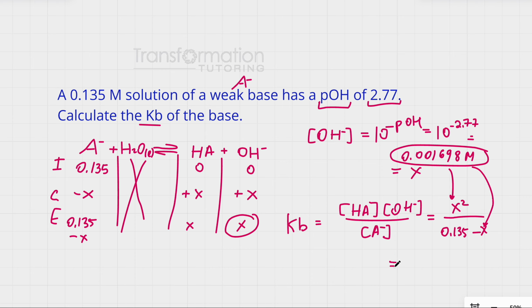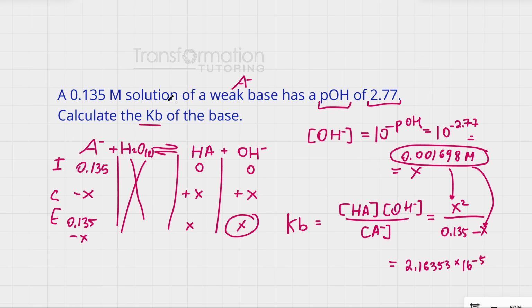Let's go ahead and do that. So we have this number squared over, then I'm going to put in parentheses 0.135 minus that number. And let's see what my Kb is. So here it says that my Kb is 2.16353 times 10 to the negative 5.